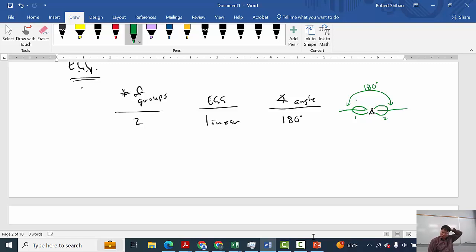Now, what happens if I make one of the groups bigger? Does it change anything? Let's make group 2 bigger. If I make group 2 bigger, will that change the angle? No. If I make group 2 bigger, it has no impact on the angle because it might push it this way more, but then on the opposite end, it's going to push it back the other way. So it makes it the same. So it doesn't matter what the groups are. If I made group 2 a lone pair, does that change anything? No, it's still going to be 180.